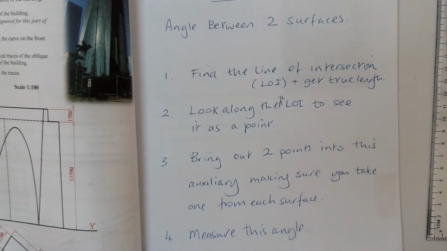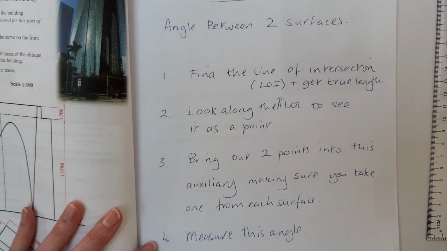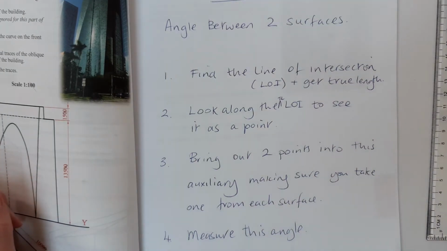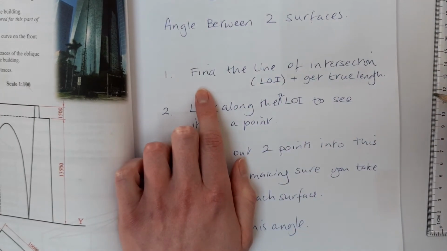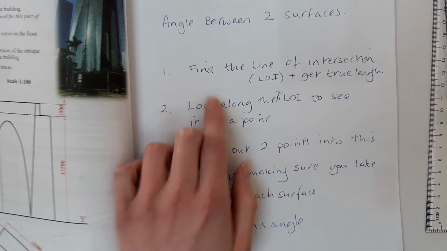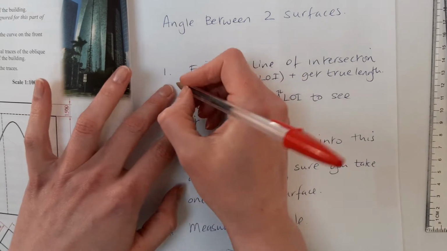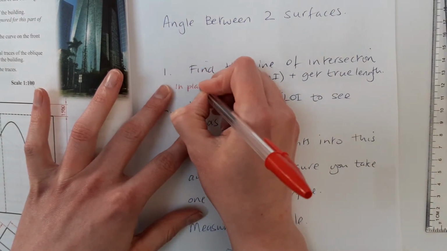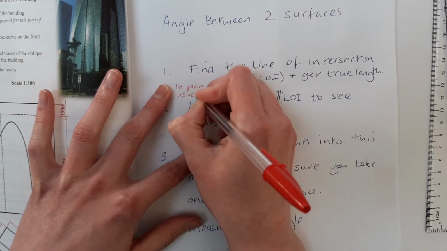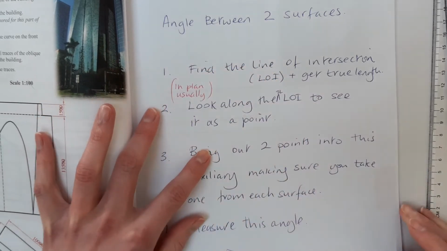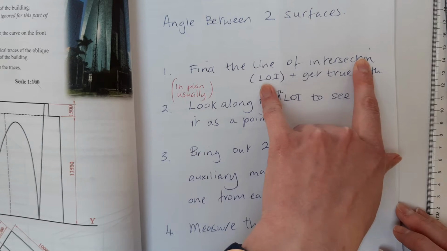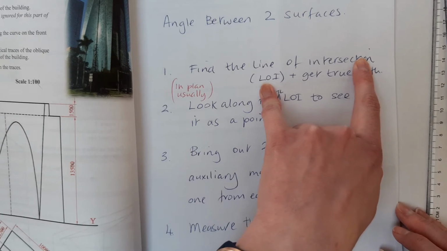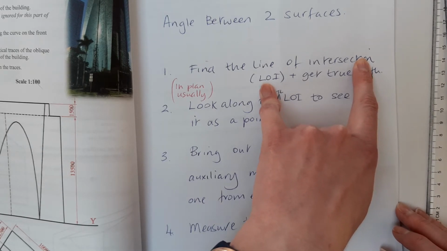So going back to the steps, and it is really important that you take this stuff down, because when it comes to actually doing it, I will be explaining that. So the first thing you need to do is find the line of intersection, either in plan or elevation, and it's best to do this in plan usually. Okay, so in plan usually, find the line of intersection. From this point onwards, line of intersection, I'm going to abbreviate to LOI.